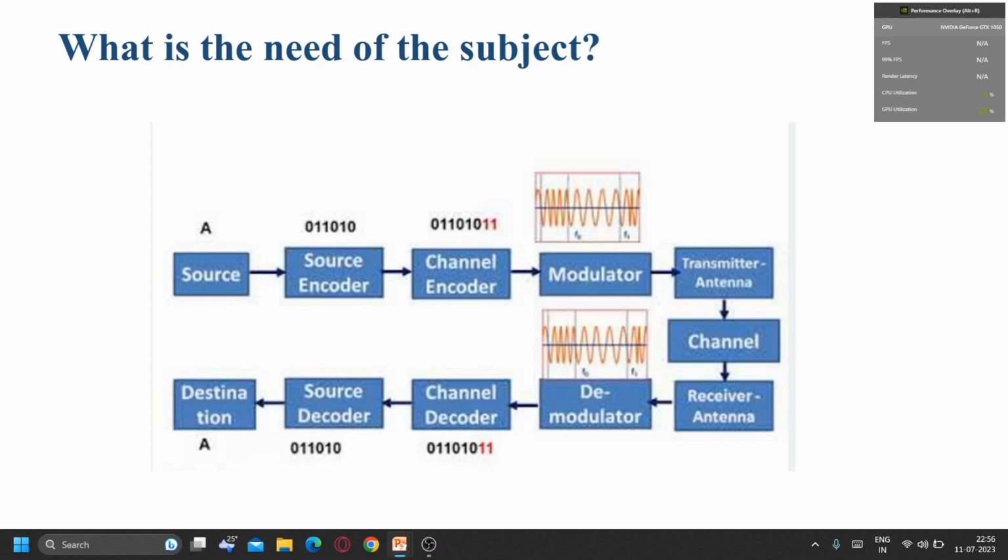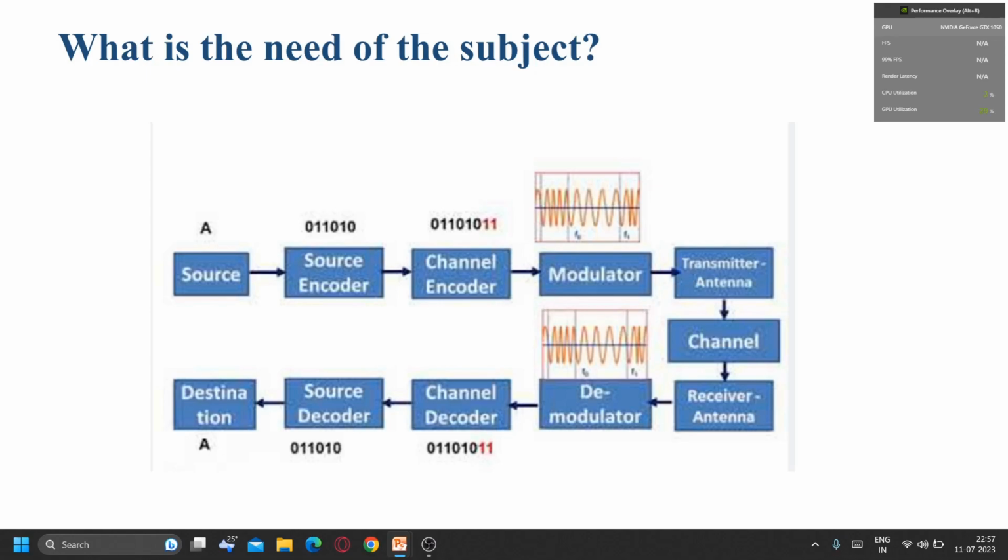The source encoder block is used to remove or reduce the redundancy in the information because the bandwidth which is allocated to us is limited. So we need to compress the data by reducing the redundant data in it. In unit number 2, we are going to study the source encoder and different data compression techniques such as Huffman coding and Shannon-Fano coding. In a very well-known image compressor called JPEG, we are using Huffman coding.